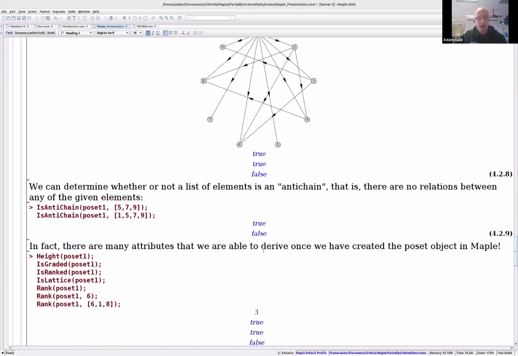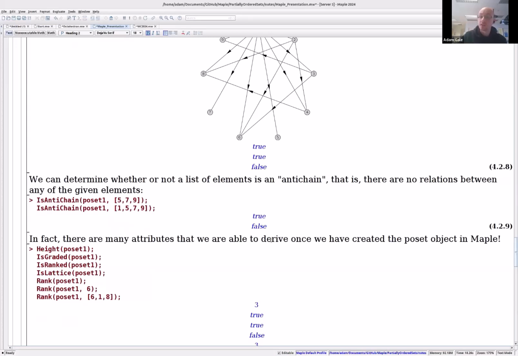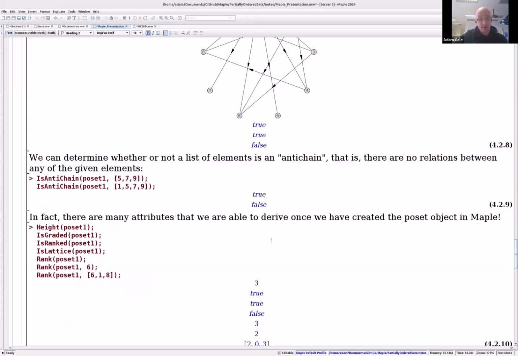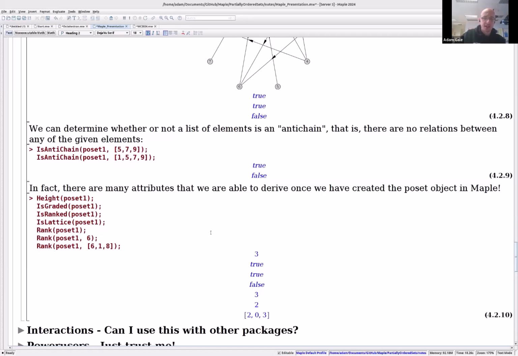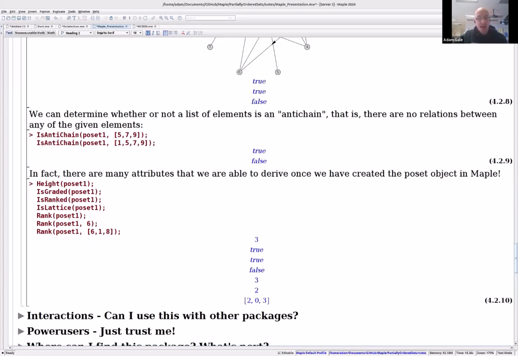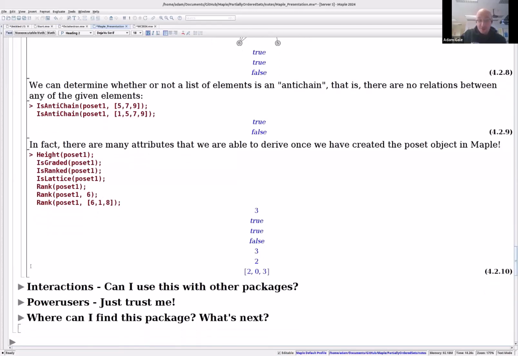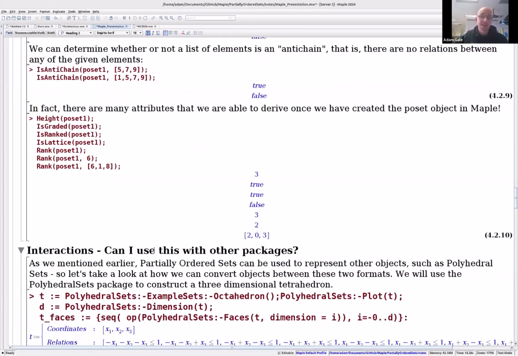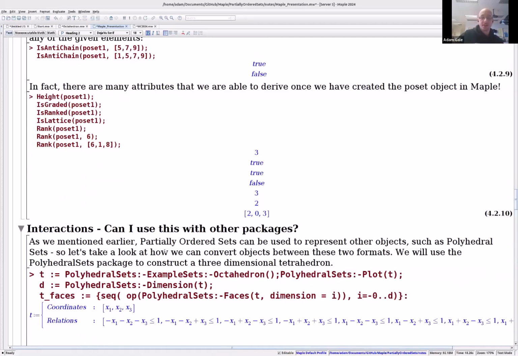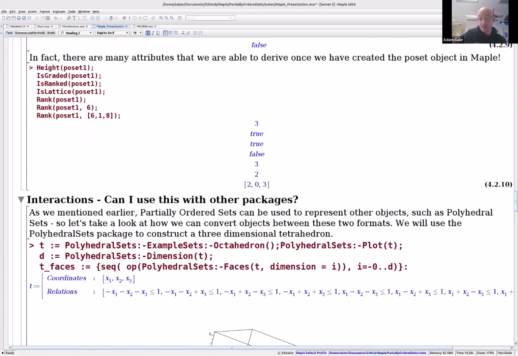In fact, there are many attributes that we are able to derive once we have created this poset object in Maple. We can ask for the height of the poset. We can ask for some attributes of it. Is it graded? Is it ranked? Does it represent a lattice? We can ask for the rank of the poset, the rank of specific elements in the poset. And there's more not listed here as well. There are other packages that we can use alongside this to expand the power of this package.